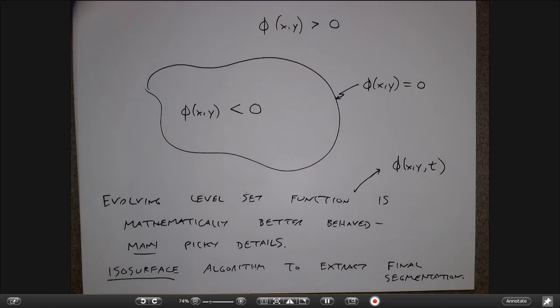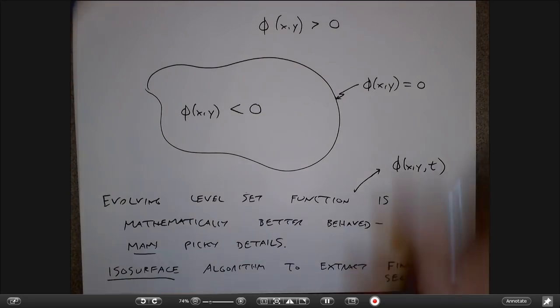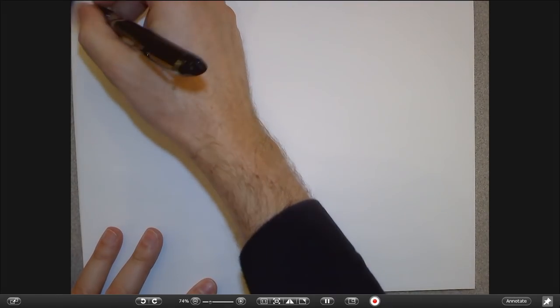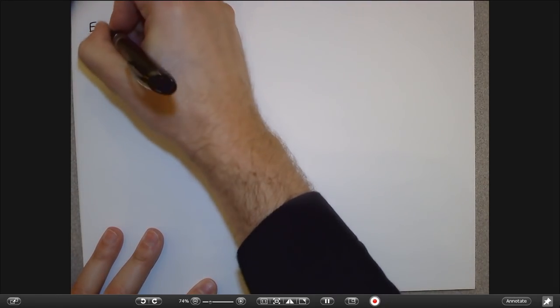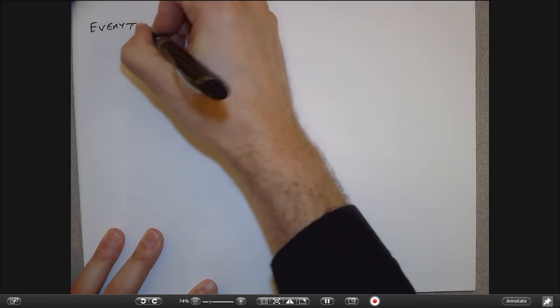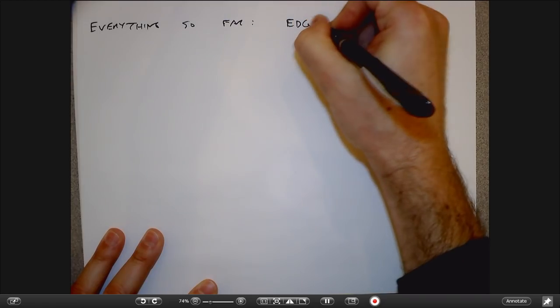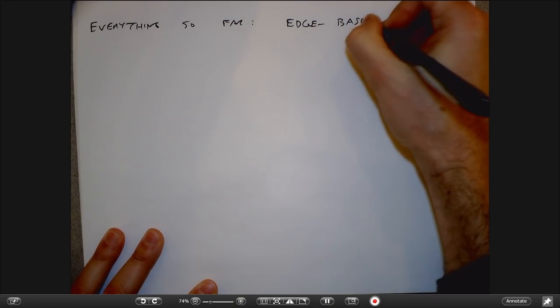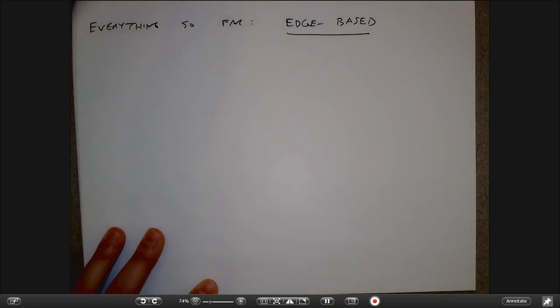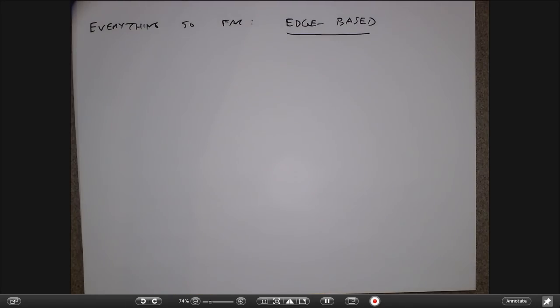One more thing I have to say. Last thing I have to say, a final comment, is that everything we've talked about today so far has been what I would call edge-based, right? Which kind of stands to reason. We've talked a lot about edges so far in this class. But what if there aren't really strong edges?